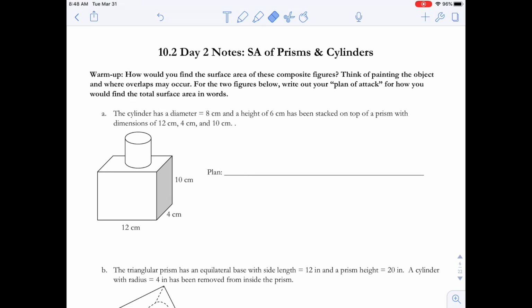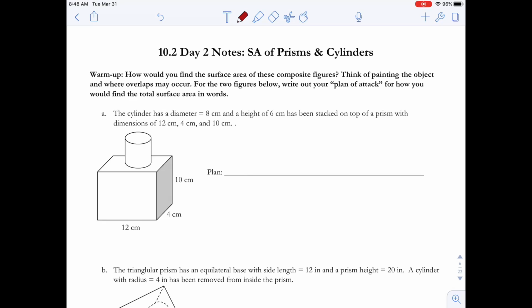So the first thing we're going to do is look at some composite figures. Again, that's taking two of the shapes that we worked with and bringing them together. And we're going to try to figure out the surface area. So in this first one, we have our rectangular prism down here, and we have our cylinder up here. And we need to think about the idea of painting this shape. Okay, so we need to figure out how are we going to figure out that surface area.